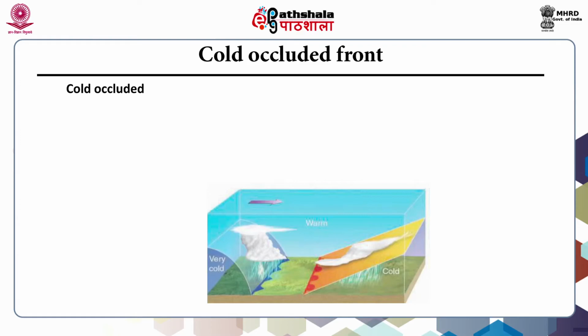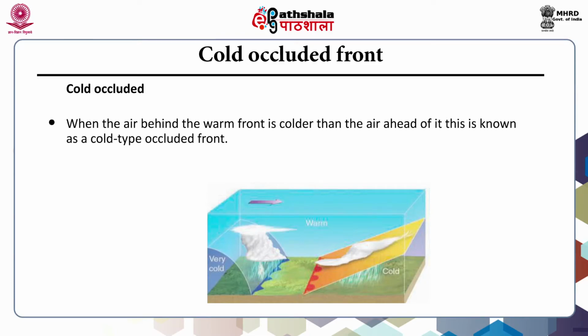Occluded fronts are of two types, cold occluded and warm occluded. A cold occluded front is one in which the air behind the warm front is colder than the air ahead of it. It is also known as cold occlusion.